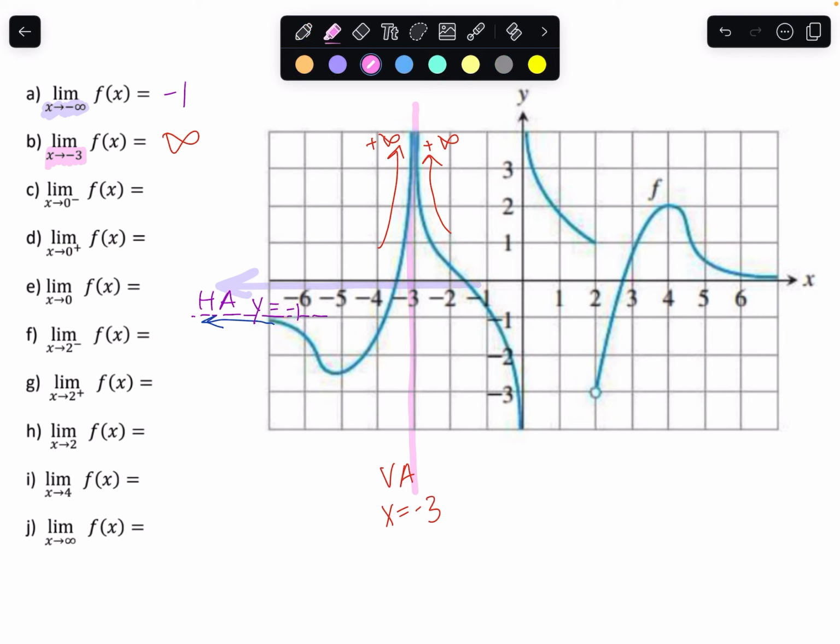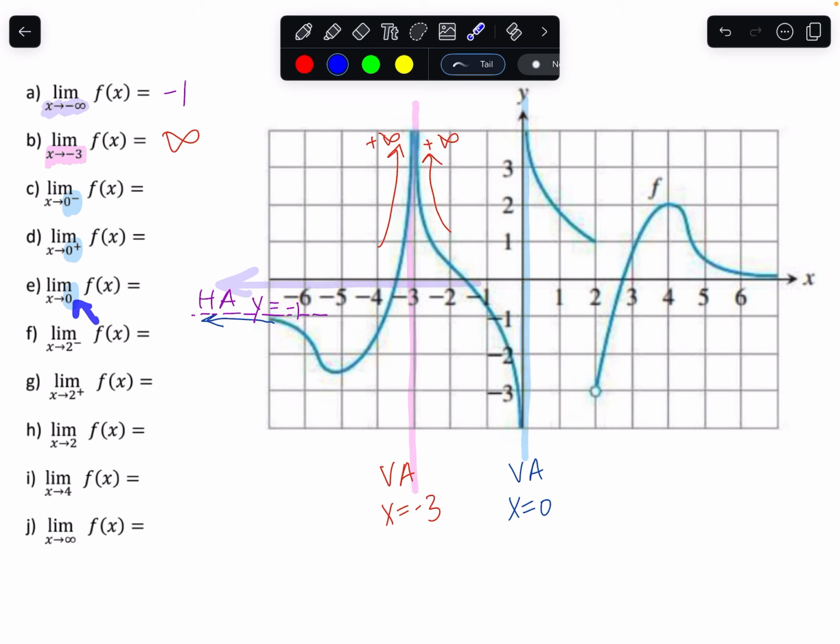All right, our next examples here, C, D, and E, are all dealing with x approaching 0. x equals 0 is another vertical asymptote. So I've got another vertical asymptote here at x equals 0, and we want to look at what happens as we approach 0. This little minus sign means from the left. The plus superscript means from the right. And then we have the general limit.